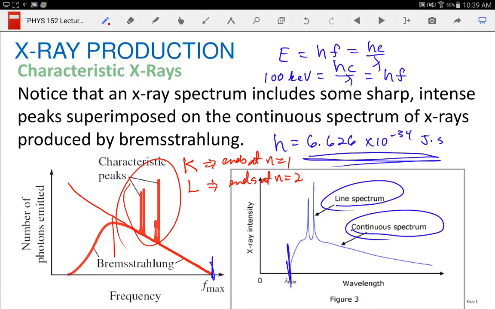So you're saying there's no physical difference between the two then? There's no physical difference between an X-ray and a gamma ray. Now, gamma rays tend to be higher energy, higher frequency. X-rays tend to be lower energy, lower frequency, but they can overlap. And it's the source that makes the difference.